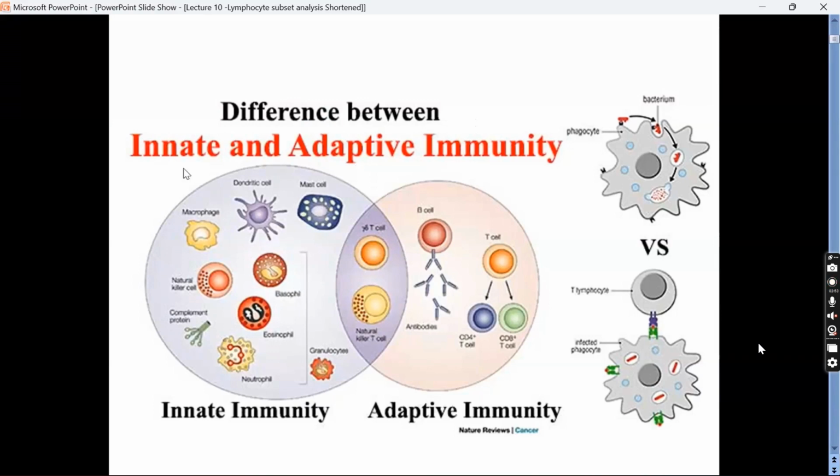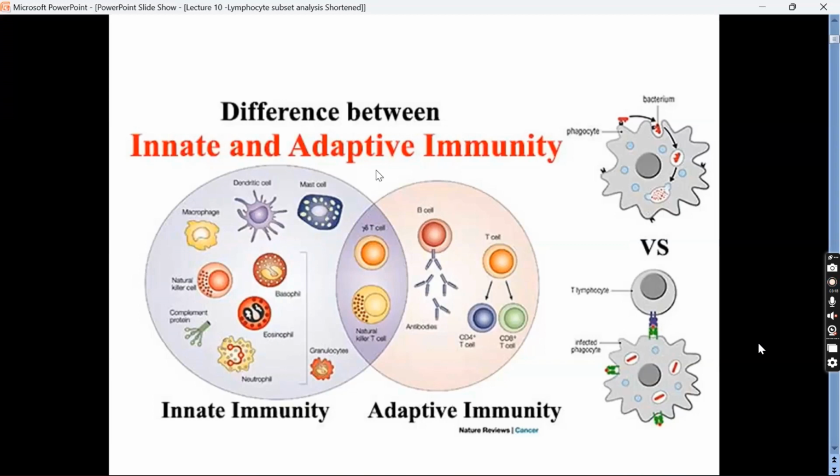You know what is innate or natural immunity, which is already present in the body. They are already present in the body and they are ready to attack when any pathogen enters into our body. So the natural or innate immunity is contributed by macrophages, dendritic cells, mast cells, basically your cellular component, as well as the complement.